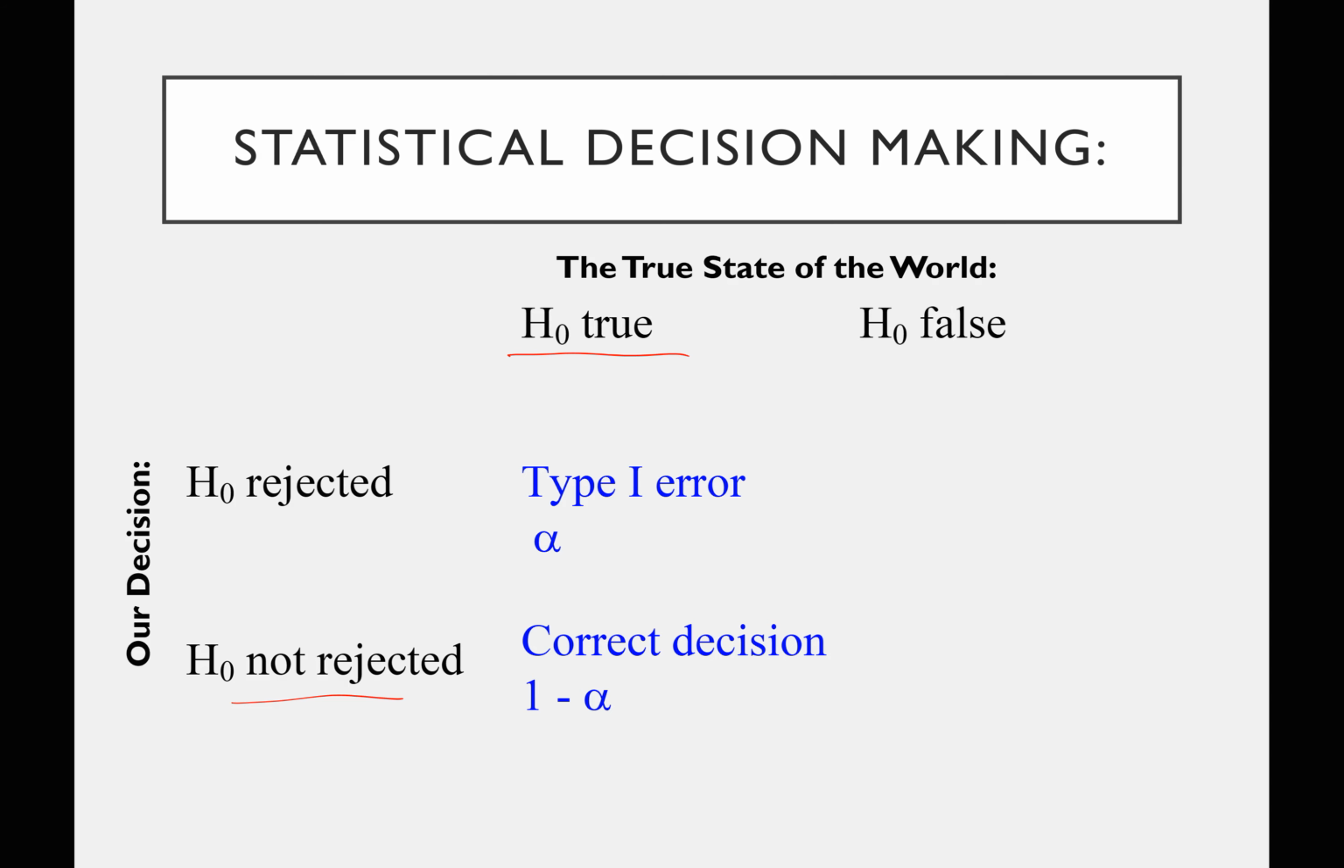Okay, so if the null hypothesis is true and we don't reject it, that's a good decision. We don't want to reject something that's true, right? So if this is true, and these are our only two options, and this one is alpha, that means together they have to add up to 100% of the time, right? So this is our 5% of the time where we're going to be wrong, which means that 95% of the time we should be making the right decision.